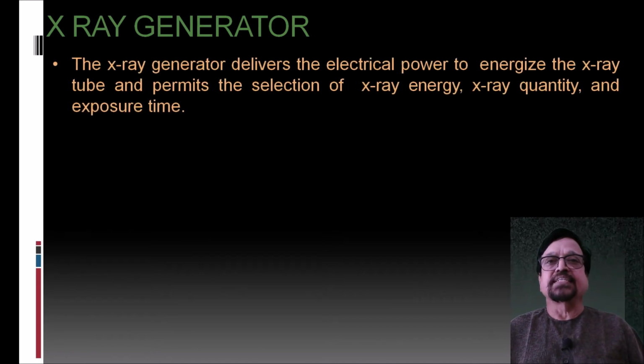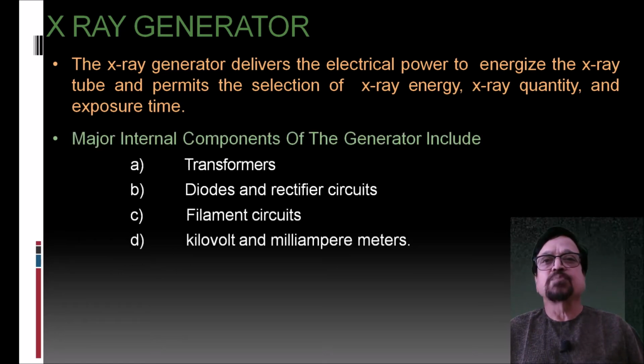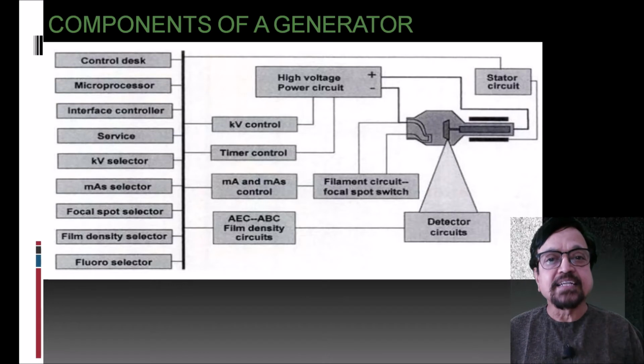Now let us come to the X-ray generator. The X-ray generator delivers electrical power to energize the X-ray tube and permits the selection of X-ray energy, X-ray quantity and exposure time. Now the major internal components of the generator include transformers, diodes and rectifiers, filament circuits, and kilovoltage and milliampere meters. Let us have certain basic understanding.